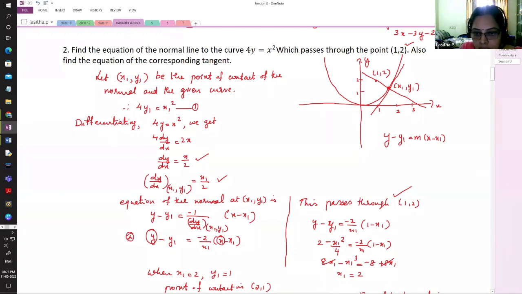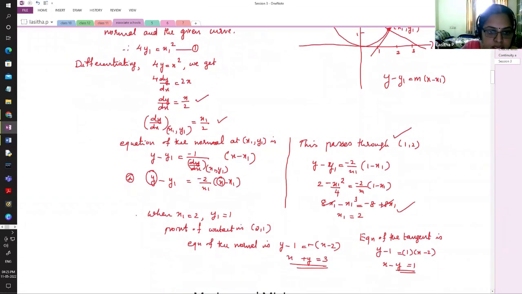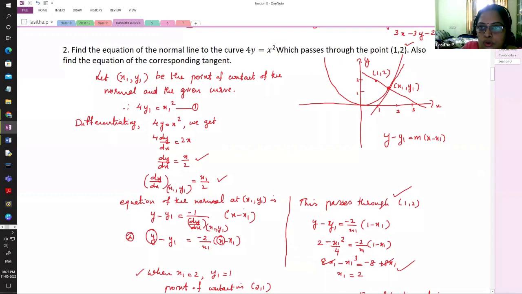So that we have to insist. And y minus y1 equal to minus 2 by x1, 1 minus x1, and simplifying we get the answer as x1 is equal to 2. So when x1 is equal to 2, the corresponding y1 value will be 1. So the point is 2 comma 1 here.